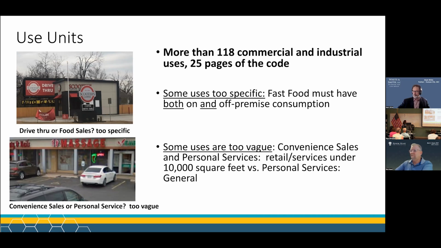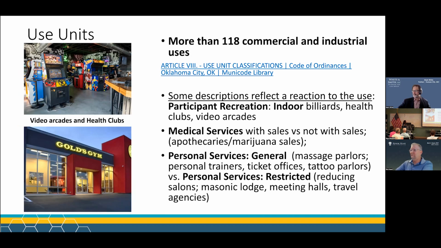And then there are things that are too vague. Like we have convenience sales and personal services, which is something under 10,000 square feet, but it's vague what it is. And then we have personal services general, which I'll show you on the next slide, is kind of vague. And you can see why in a minute. So a lot of these things reflect reactions to uses over time. Like participant recreation indoor is another funny one. It's billboards, health clubs, and video arcades.